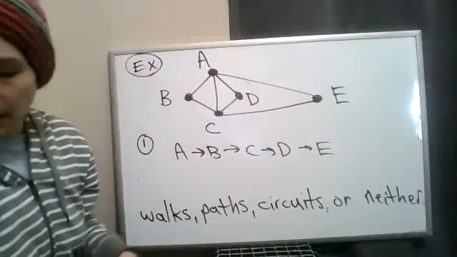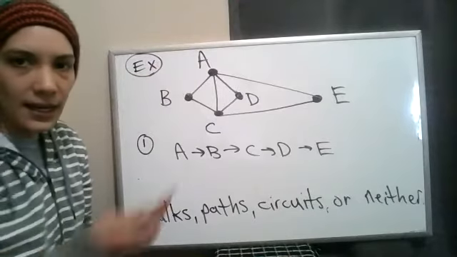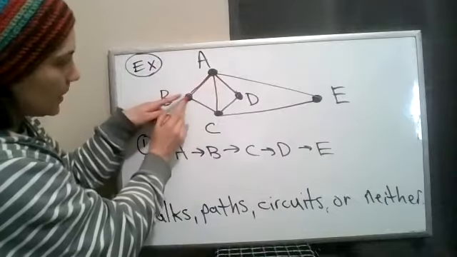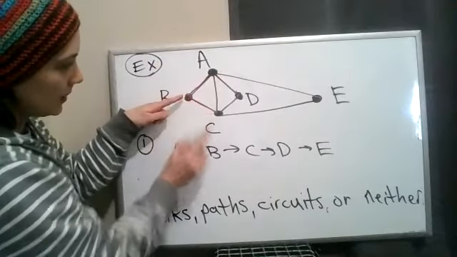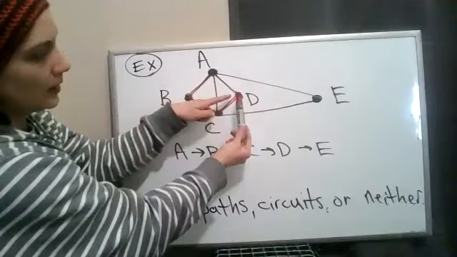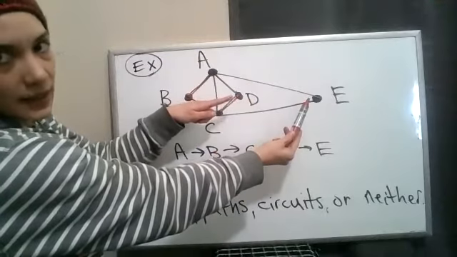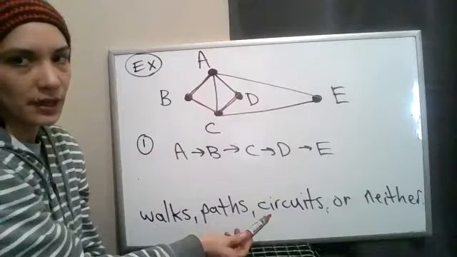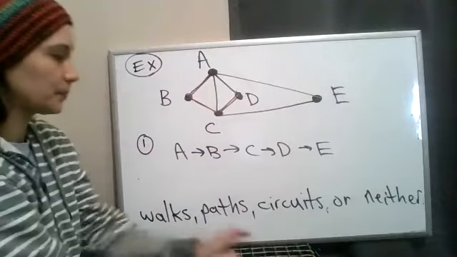So we go, let's get color. A to B. From B to C. C to D. D to E is not good. So this is not a walk, which means it's not a path or a circuit. It's neither.